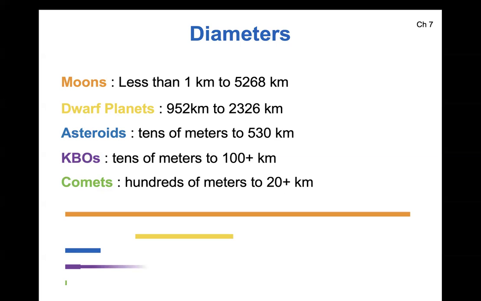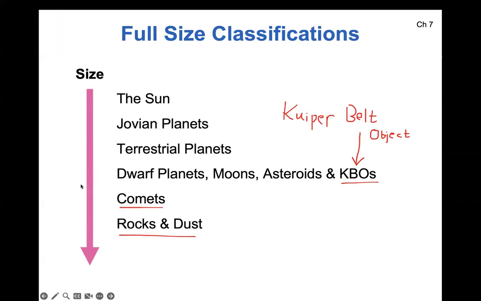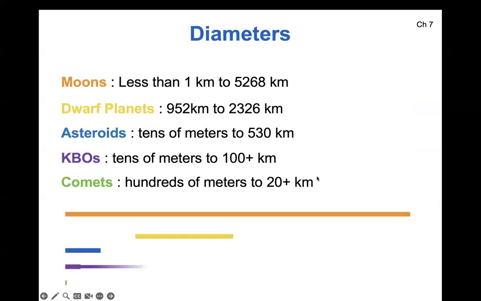Remember when we had that slide that showed the scale here, and they put comets as smaller. It's really because of this upper limit. So comets just don't get that big. They have a much smaller range.